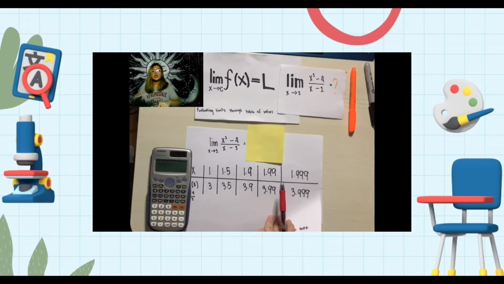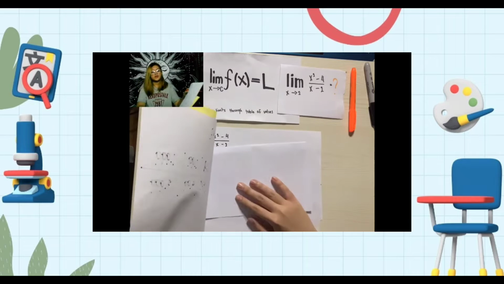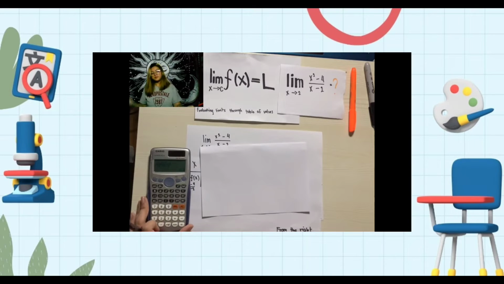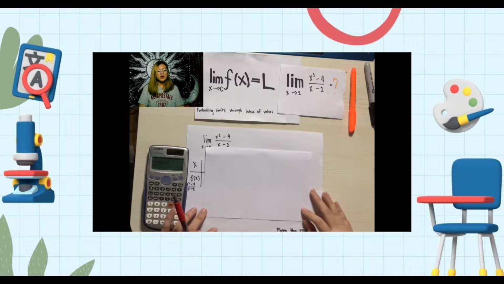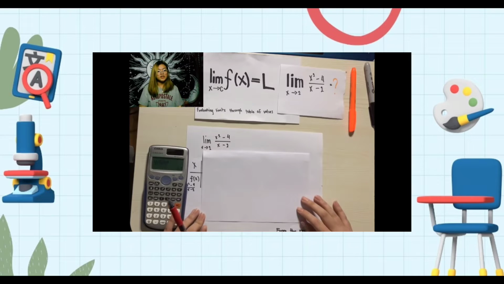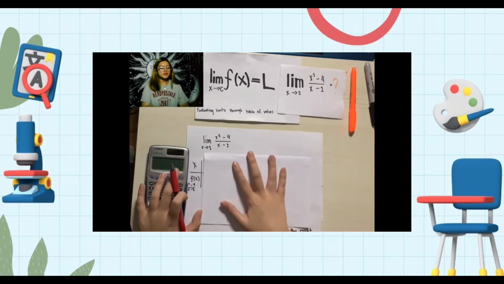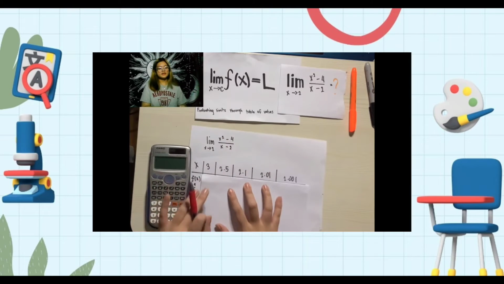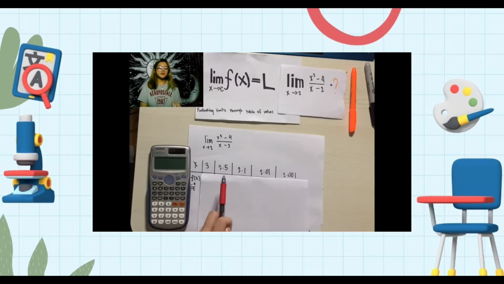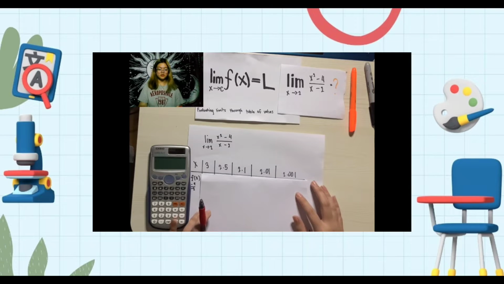After solving this, we will move on to the right-hand side of our problem. To the right-hand side, our x value should be higher than the original given x value, higher than 2. So these are our x values: 3, 2.5, 2.1, 2.01, and 2.001.